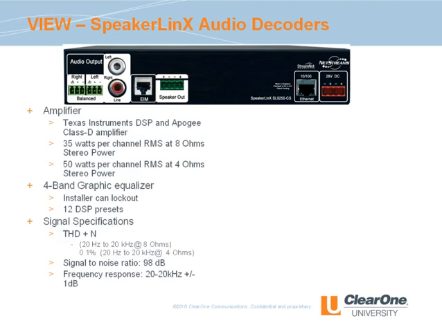Here's a look at the signal specification for the TI DSP Apogee amplifier. These components allow us to support a 4-band graphic equalizer. The installer does have the option to disable the equalizer to prevent the user from accessing it. The presets allow the user to optimize the DSP for the type of music they are listening to. These presets are optimized by music type, so you have a preset for rock, classical, country, and so on.